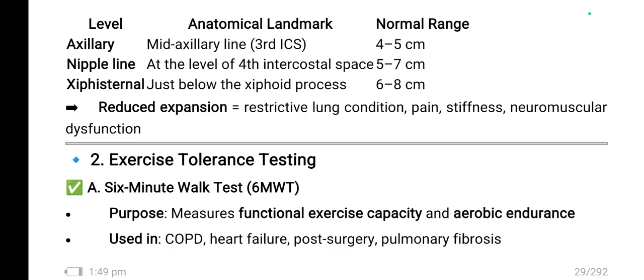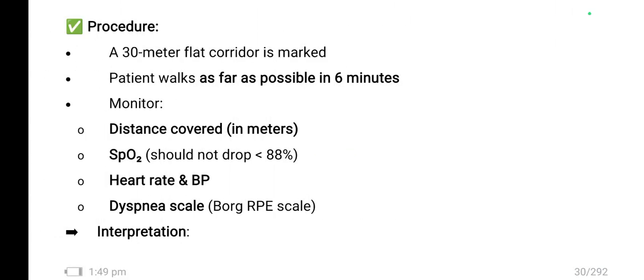Exercise tolerance testing. In exercise tolerance testing, we have the 6-minute walk test, 10-minute walk test, 12-minute walk test, and etc. The purpose is to measure the functional exercise capacity and also the aerobic endurance. Used in cases of COPD, heart failure, post-surgery, and pulmonary fibrosis, etc. The procedure: a 30-meter flat corridor is marked with even surfaces, not uneven or slippery ones.